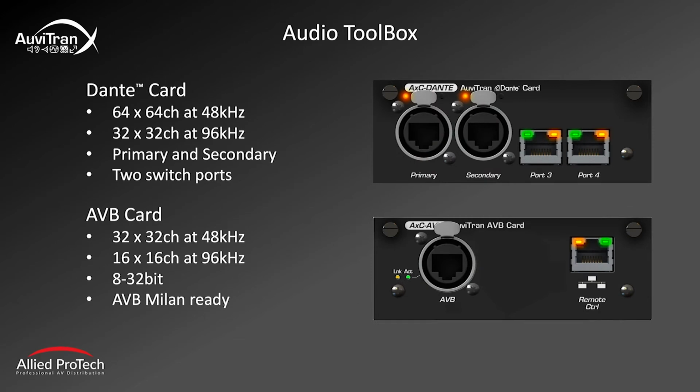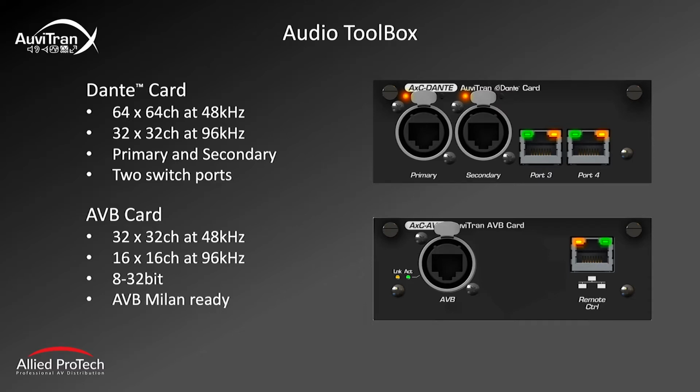Now let's take a look at the Dante card. This card can receive 64 channels of Dante and send 64 channels, all at 48 kHz. This of course would halve to 32 by 32 at 96 kHz. It's a standard Brooklyn card based implementation, so you have both primary and secondary RJ45 connections for redundancy, plus we give you an additional 2 network ports for extra flexibility.